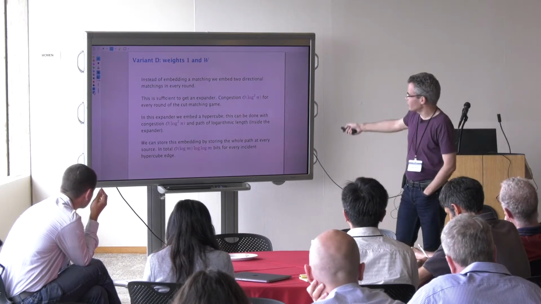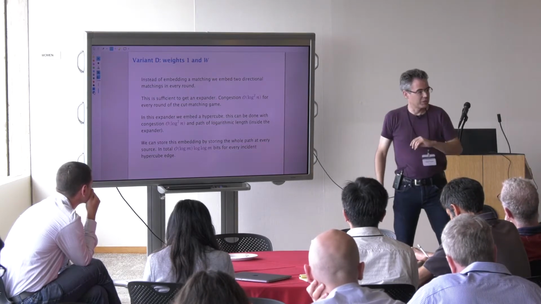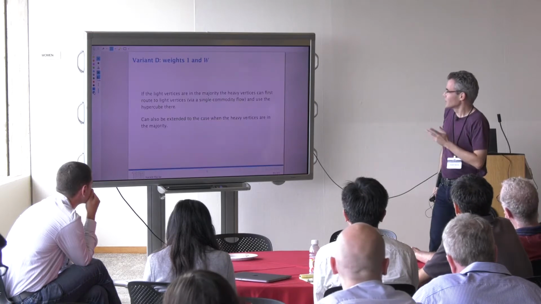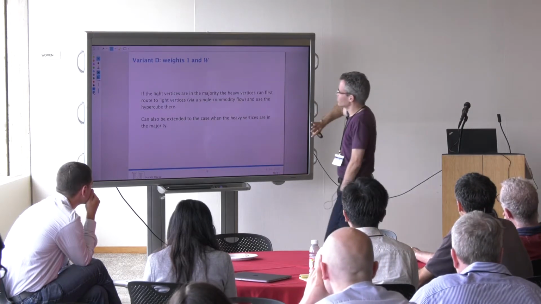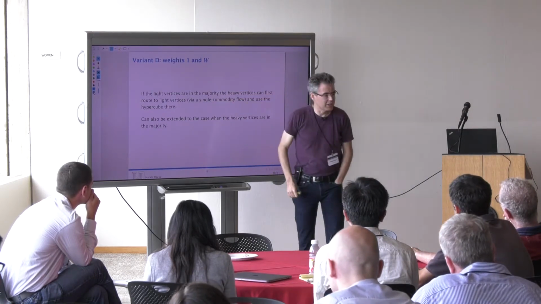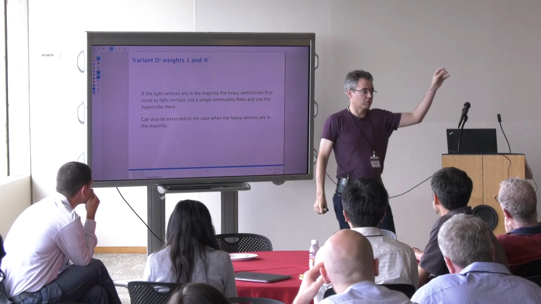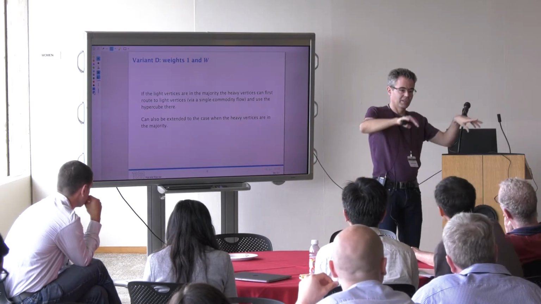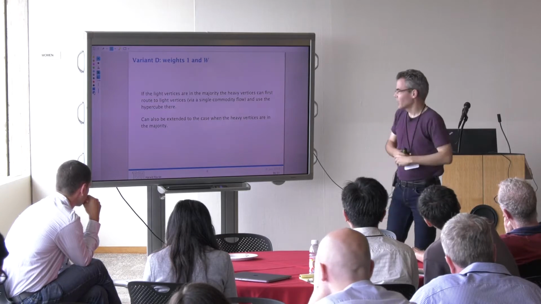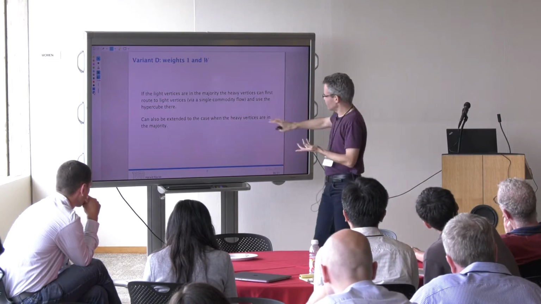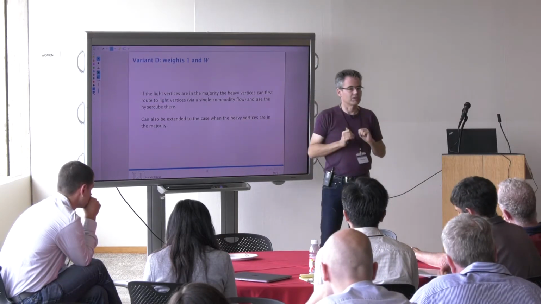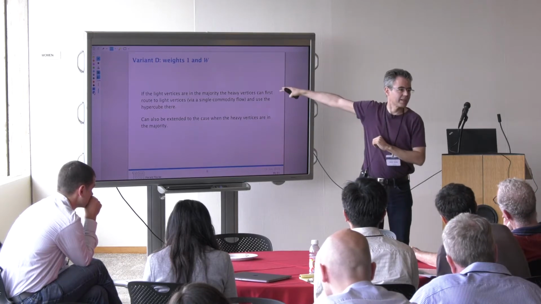And this is only for the case if you just want to communicate between the light vertices. If the light vertices are in the majority, you can route all the heavy vertices first to light vertices, and then they use the hypercube on the light vertices. And also, if the heavy vertices are in the majority, you can do something. So this case you can solve.